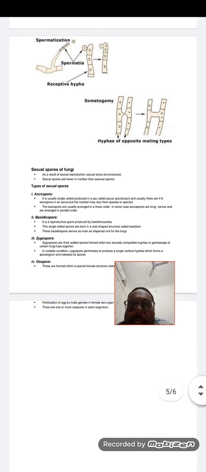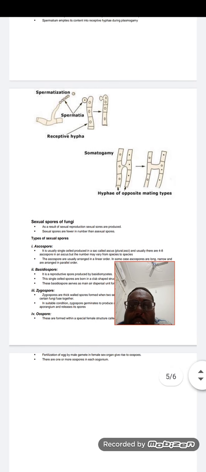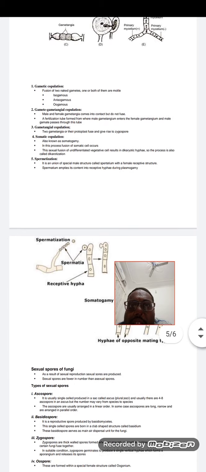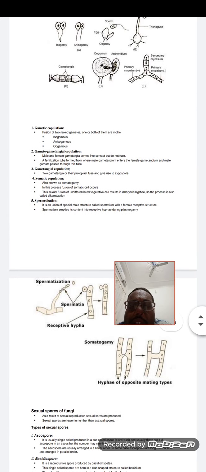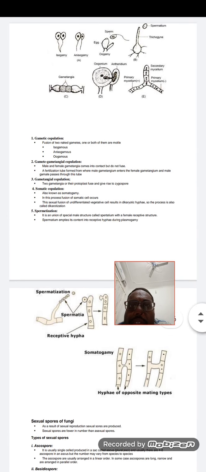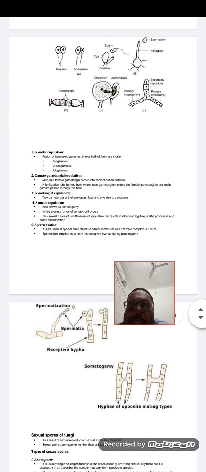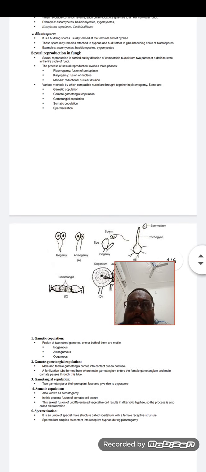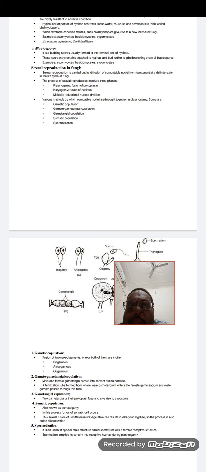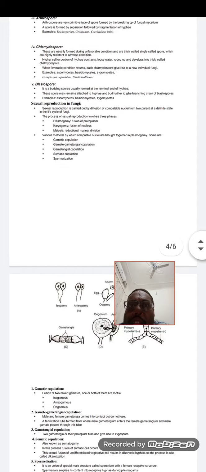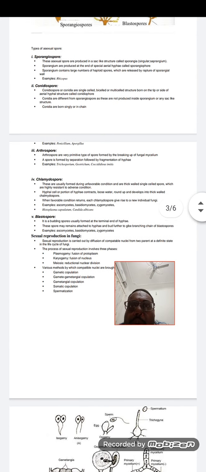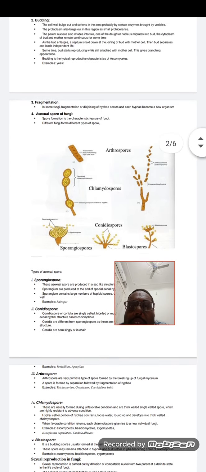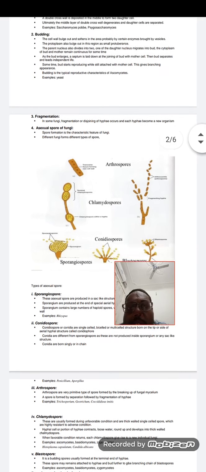So please go through this and give importance to fungal sexual reproduction, especially what is isogamous, anisogamous, and oogamous. That is very important. The other three copulation methods in fungi I have given for your information. And all the spores, asexual spores whatever we have seen here, are very important.